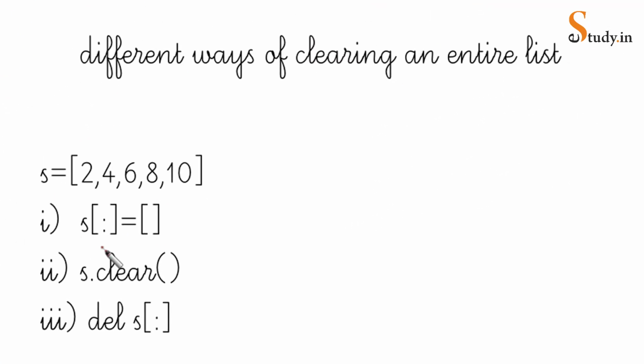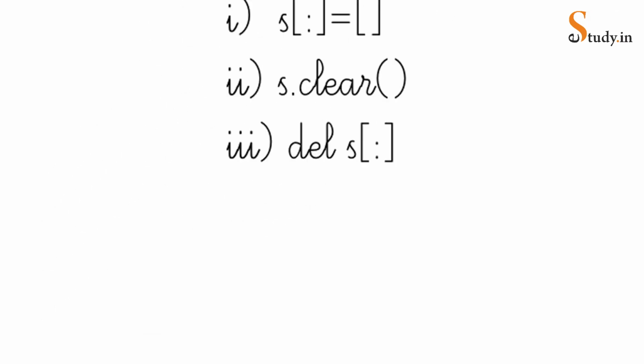So we have a list. One, this method we've already learned. Another is a clear function which we can use for lists. When you write s.clear, it clears the entire list. And the third is the del statement, which can be used with lists. When you write del s and square brackets and colon, it removes the entire list. Okay, so we can try this command also.